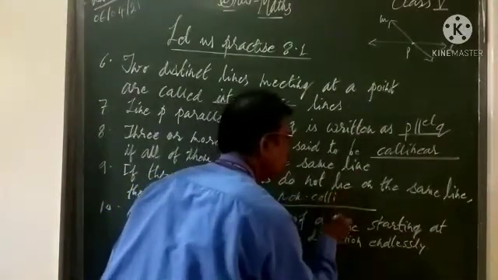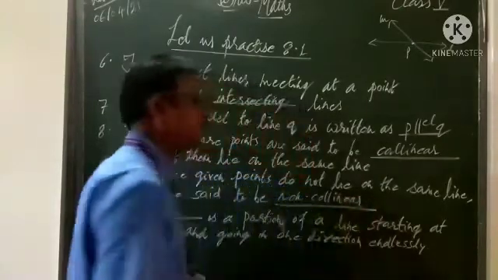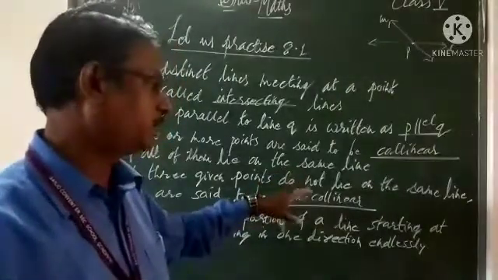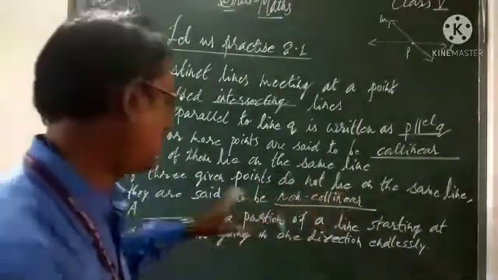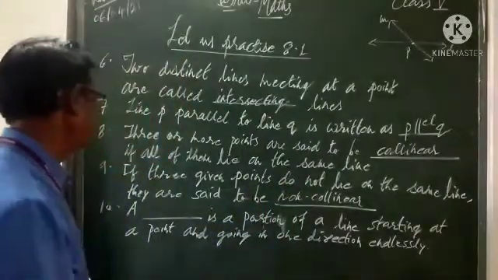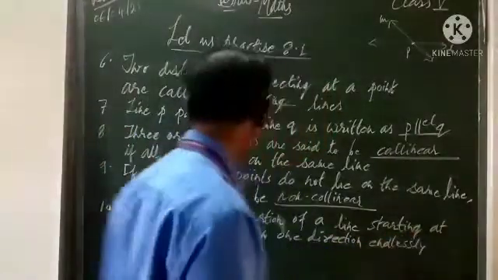Non-collinear points. We can say that one. Understood? All the points that lie on a line are collinear. If out of 3-4 points, 2-3 are on a line and the remaining ones are not, then we call those points non-collinear points.